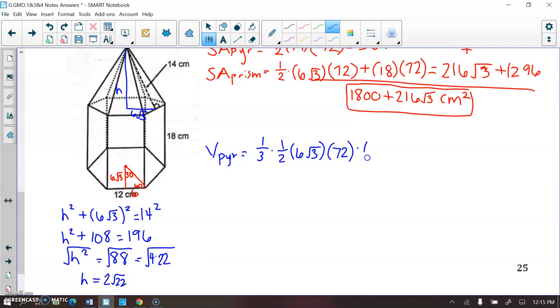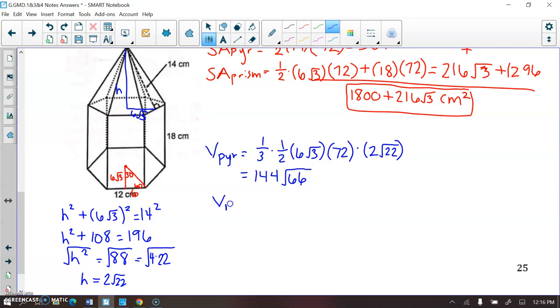And it's going to be multiplied into my pyramid volume. Okay, so I'm going to do a 6 times a 72 times a 2 times a 1/2 times a 1/3, and I get 144. And then I do a root 3 times a root 22, which gets me a root 66, and that cannot be simplified. So that's the volume of the pyramid.